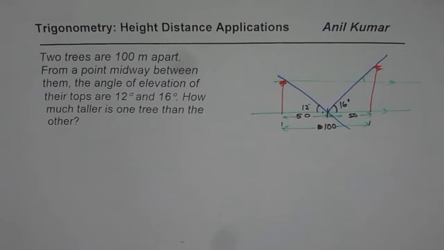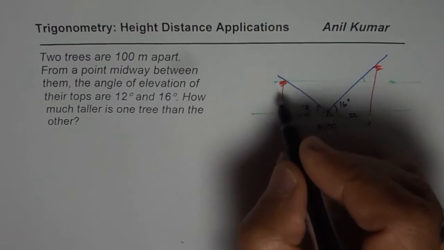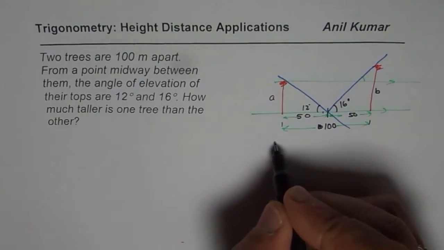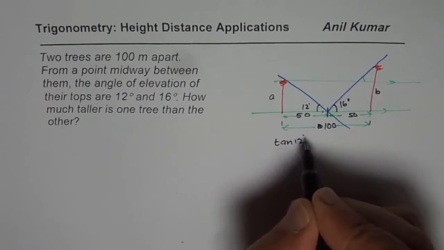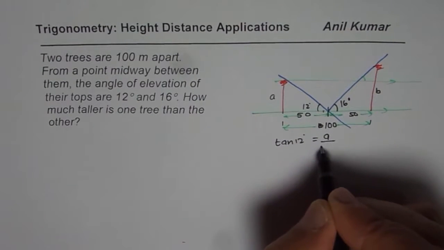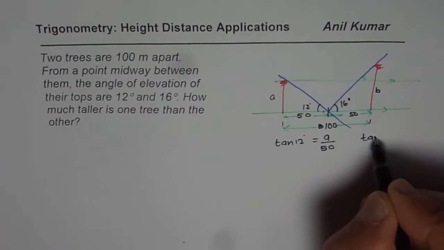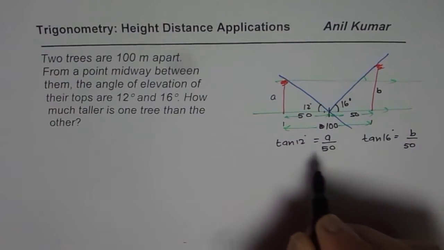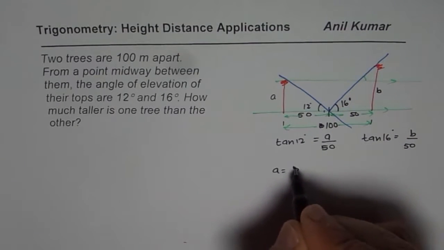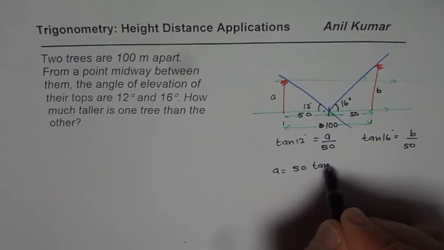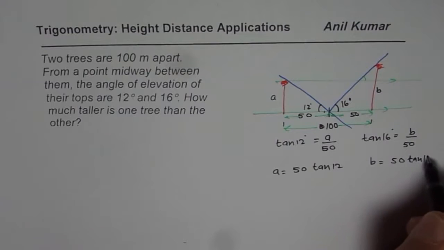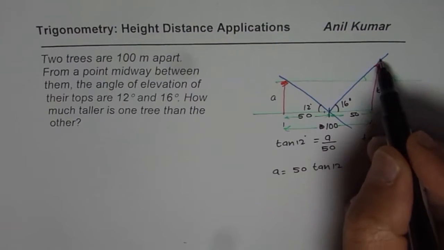So you can pause the video and answer the question. That is how you should be doing it. Let us say the height of one tree is A, the other tree is B. Using the tan ratio, tan of 12 degrees equals A over 50, and tan of 16 degrees is B over 50. Now A is equal to 50 times tan of 12, and B is equal to 50 times tan of 16 degrees. We basically want to find the difference.